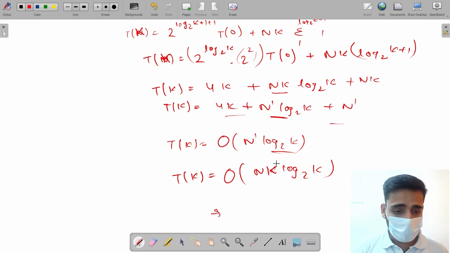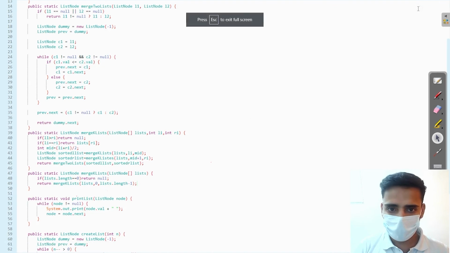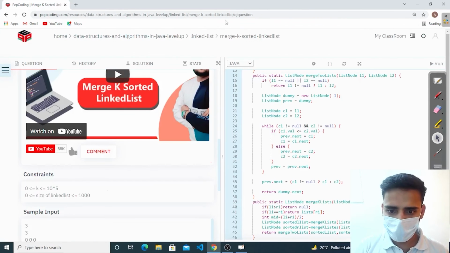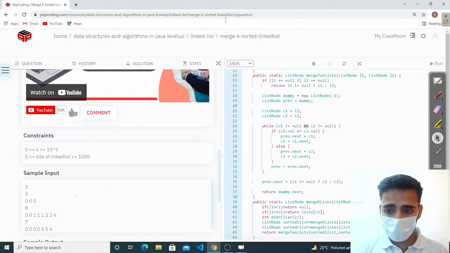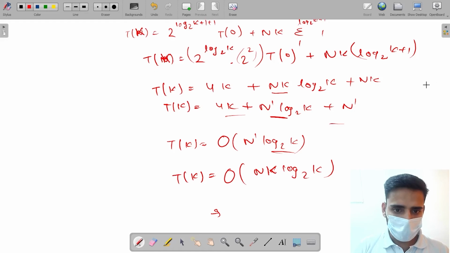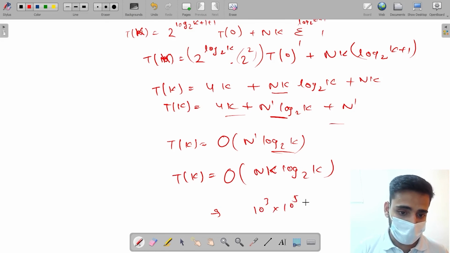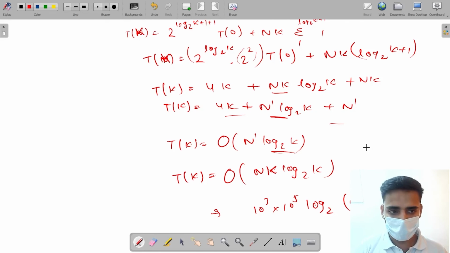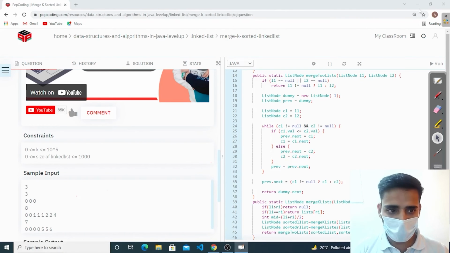So the value of n can vary. Let's go to the constraint here. Here is the constraint. K can vary from 0 to 10 to the power 5 and size is 1000. So the value of n can be 10 to the power 3. The value of k can be 10 to the power 5. Log base 2 of k, where k is 10 to the power 5. Yes, that is right, we have seen it is right.